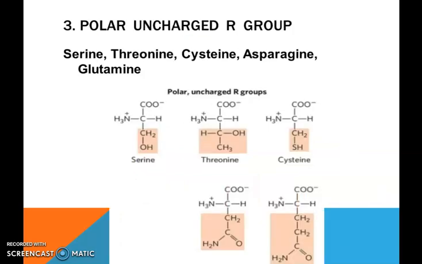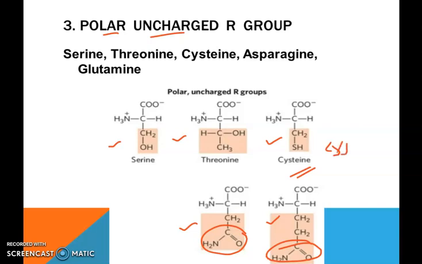Now, amino acids containing polar uncharged R group. What are those? Serine, threonine, cysteine, asparagine and glutamine. These amino acids can form hydrogen bonds in water, or we can say that they are hydrophilic or water soluble due to the functional group present in the R group. Asparagine and glutamine have amides in their R group. This is the cysteine which forms the cystine dimer, which we have already discussed.